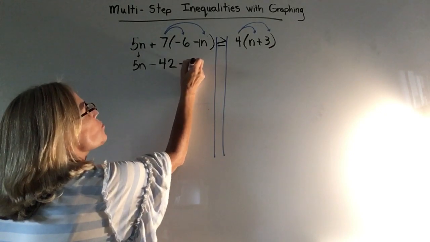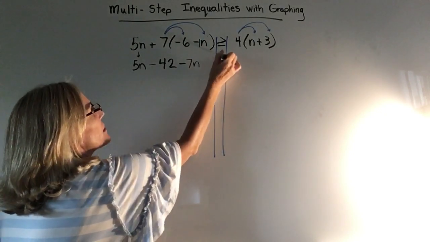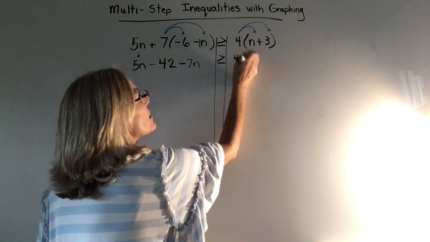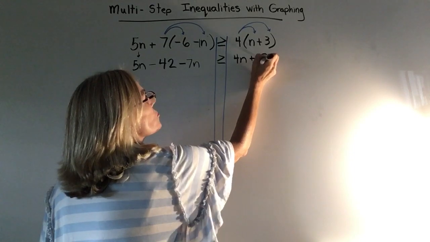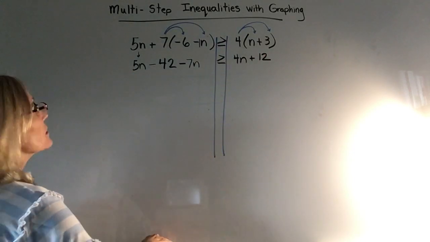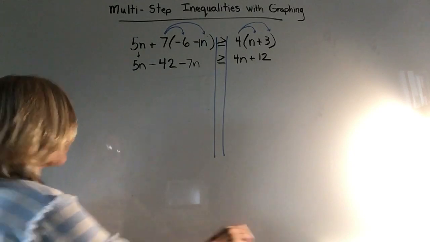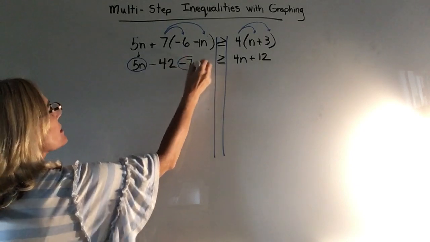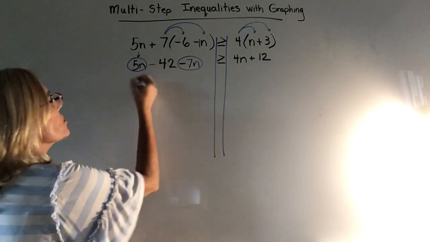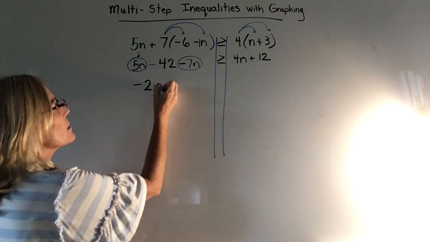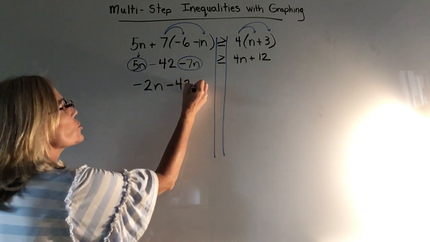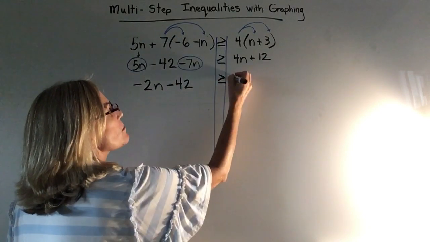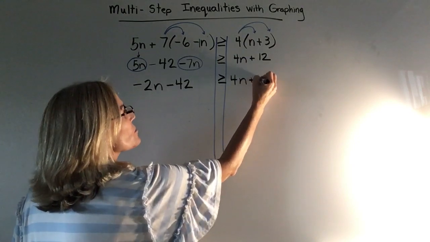7 times 1 is 7, and we have the n, which is greater than or equal to, and over here we have 4 times n is 4n. 4 times 3 is 12. Now we're not done on this side, because you may have noticed that we have like terms. We have a 5n and a negative 7n, so we need to combine those. So we end up with negative 2n and a minus 42, because there's nothing to combine with this one. And this side was already in simplest form, so we can't combine, so we will just write it down.